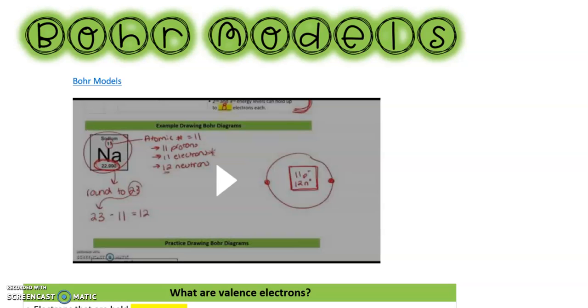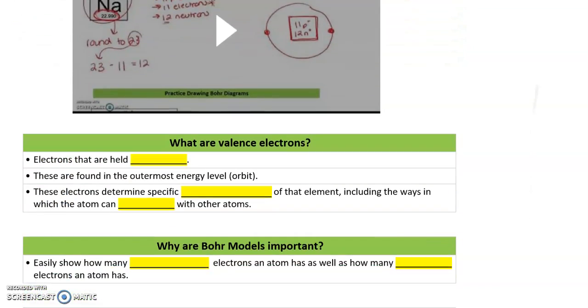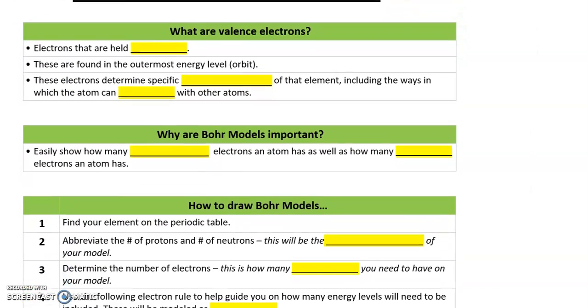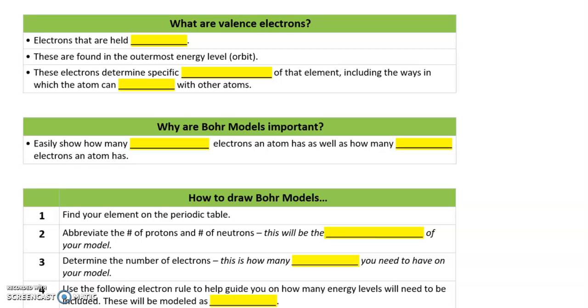All right, the purpose of this video is to review how Bohr models are created. Before we review that, I want to briefly recap what valence electrons are. Valence electrons are the electrons that are held loosely by the atom. These are found on the outermost energy level, or outermost ring or orbit, that you're drawing.